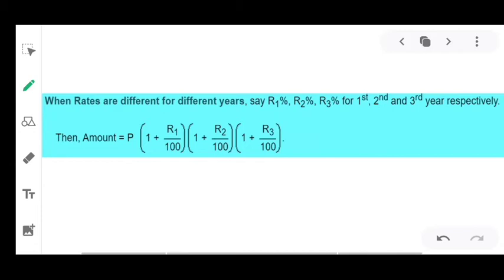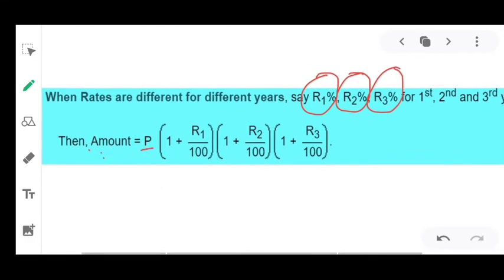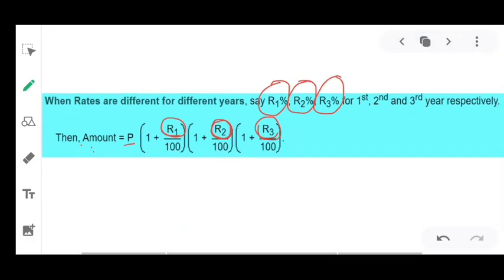Next, when the rates are different for different years, like R1% for the first year, R2% for the second year, and R3% for the third year, in that case the formula will be P into 1 plus R1 by 100, where R1 is the interest rate for the first year, into 1 plus R2 by 100, R2 is the interest rate for the second year, into 1 plus R3 by 100, R3 is the interest rate for the third year. You have to remember this formula also, for when the rates are different for different years.